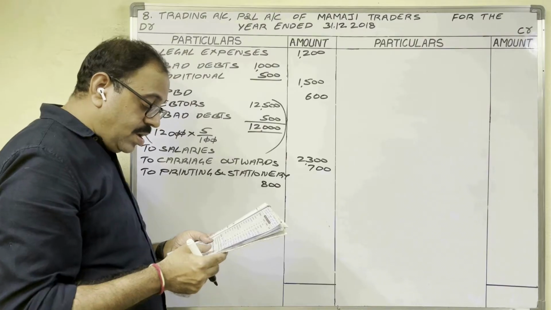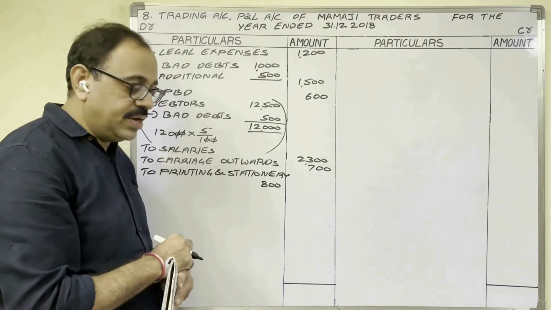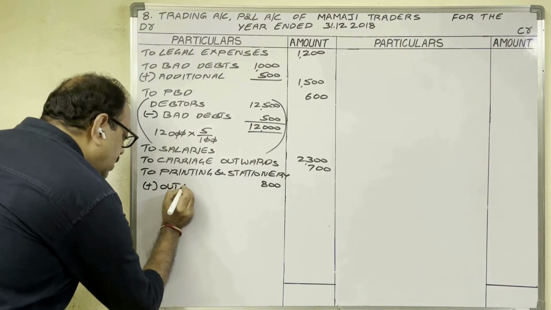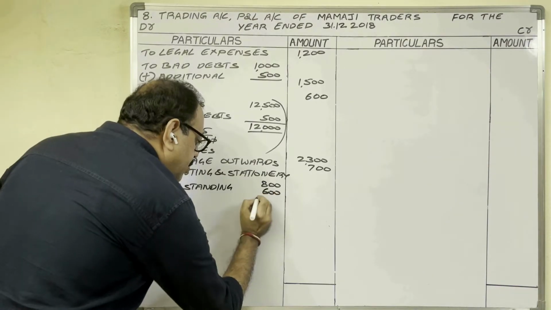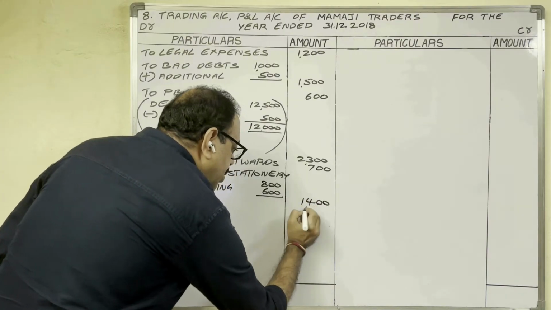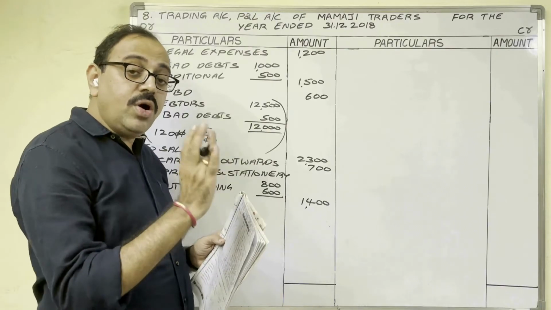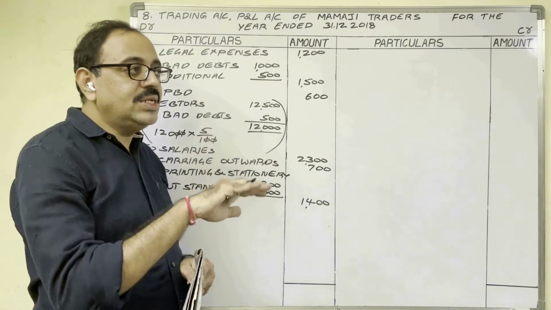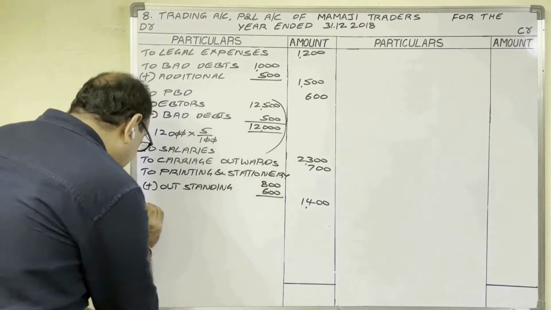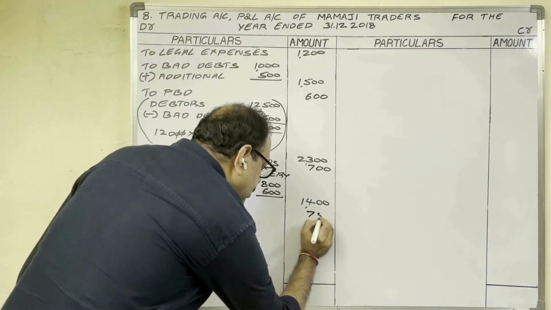Second adjustment, outstanding stationery 600. We have to pay 600 plus outstanding 600 rupees. Total amount in outer column 1,400 rupees. Drawings, debtors, discount. In debit column discount is given. Means this is discount allowed. Debit side. To discount 750 rupees.